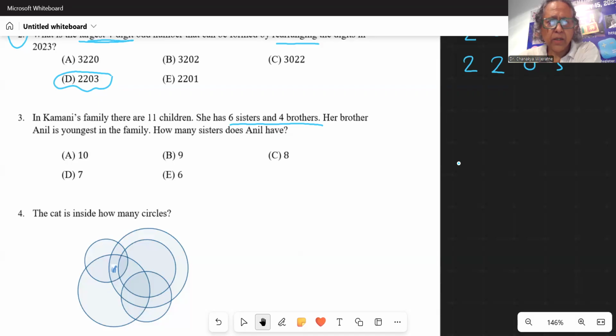Okay, and then with Kamani, there are 7 girls in the family. And since Anil is a boy, all of these 7 girls are his sisters. So therefore, the answer is 7. Anil has 7 sisters.